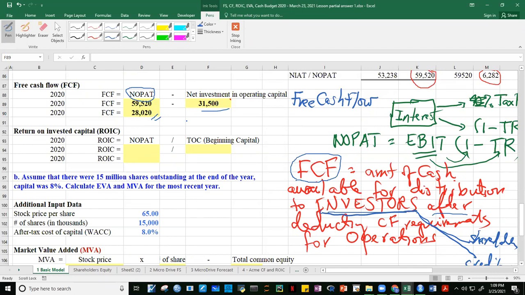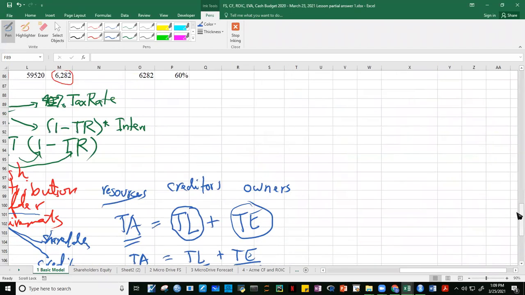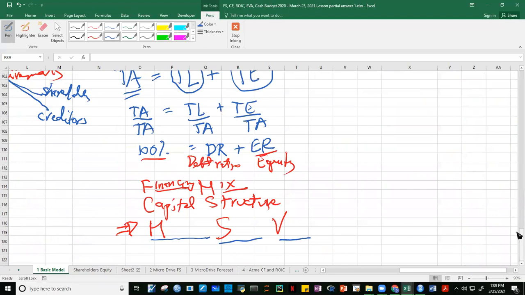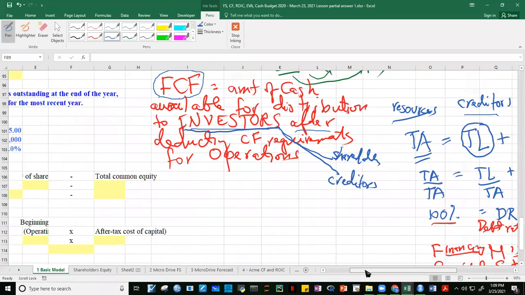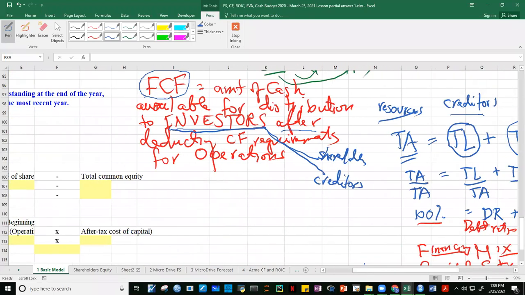To investors. Diba? Kasi sino ba yung nagbigay ng assets sa organization? Sa investors. And yung investors natin, twofold yan. Ang investors pwedeng creditors, pwedeng owners. So, kailangan they should be compensated for the investment they provide the firm.